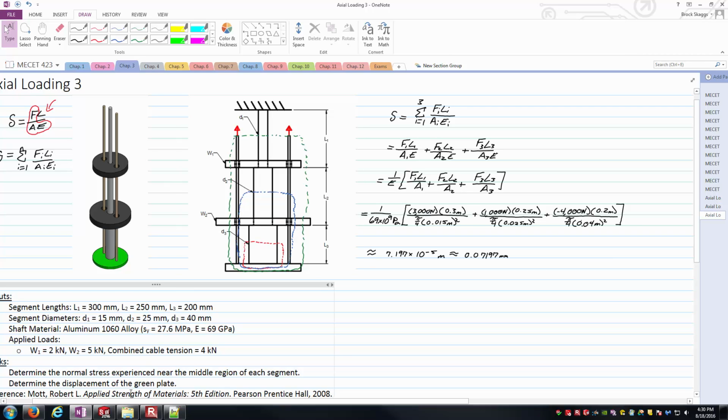Looking at the actual problem statement to determine the displacement of the green plate, it'd be nice to tag some direction with it. Did the green plate go up? Did it go down? Well, here, since this entire thing is aligned vertically and it's getting longer, and I've got the fixed attachment point at the very top, that means this is actually in the downward direction.